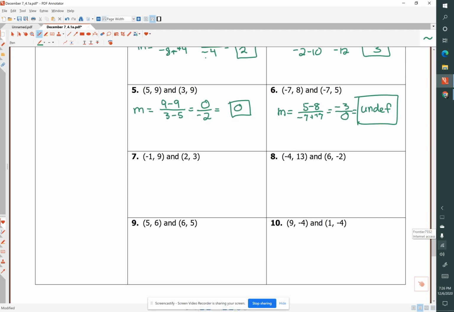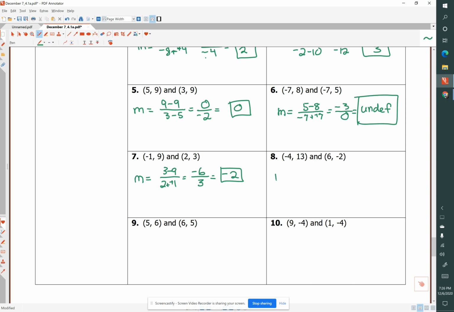And let's do the 7, 8, 9, and 10. Number 7. Slope equals 3 minus 9 over 2 minus -1. 3 minus 9 is -6. 2 minus -1 is 2 plus 1, 3, which simplifies to -2.